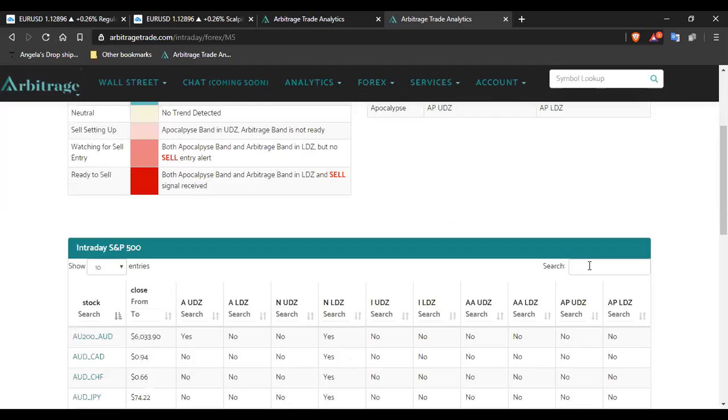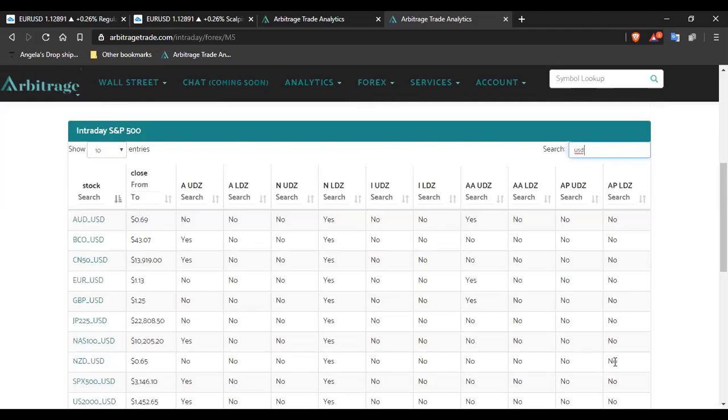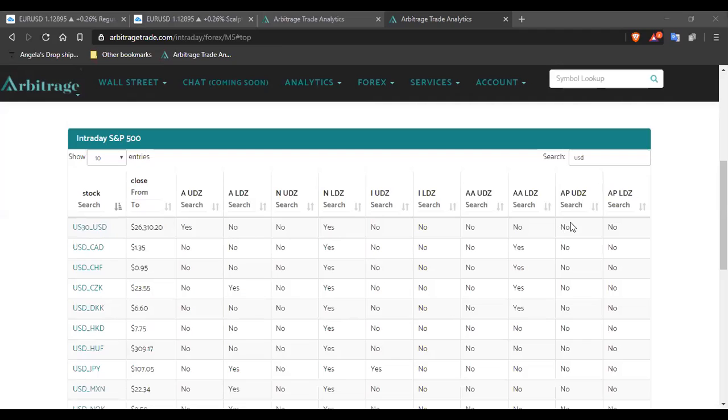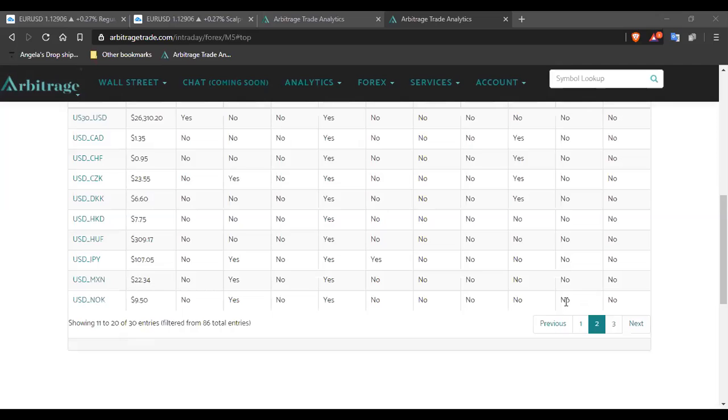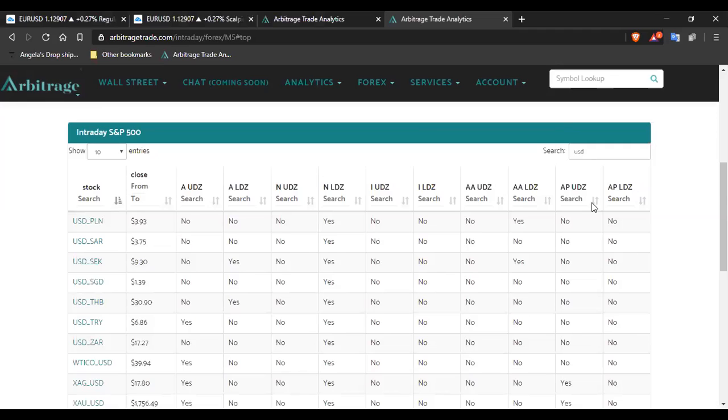I'm going to go ahead and search USD pairs first. I have some opinions about what happened in the market last night, which is very interesting, but I'll speak on that once we get there. So far, I don't see anything on the filters. I'm seeing all no's here, and all no's here as well.